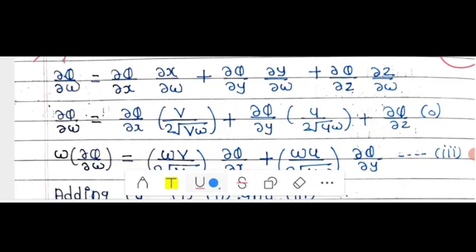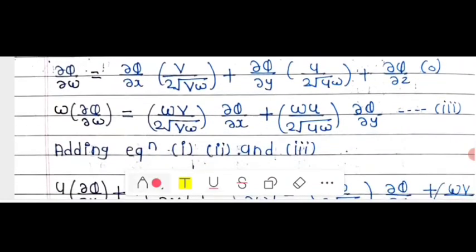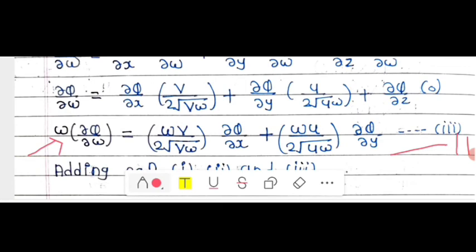Similarly, we differentiate phi with respect to w, and we get the next equation, which is w into ∂phi/∂w is equal to this one, and we denote this equation as equation number 3.